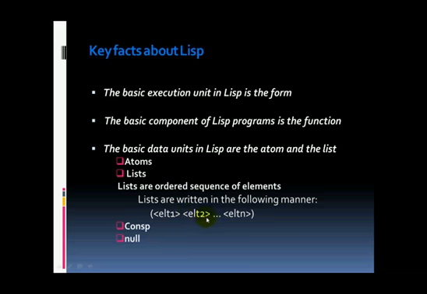Lists. Lists are ordered sequences of elements. The elements are either atoms or lists. Therefore, lists are recursive structures. Lists are written in the following manner. Notice there are no commas separating the list elements. A list has a head called the first or the CAR. A list has a tail called the rest or the CDR.